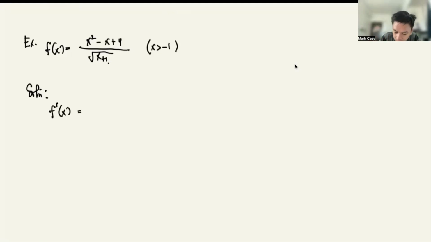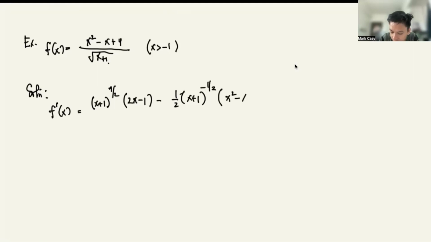So copy (x plus 1) to the negative 1 half, times the derivative of the top, which is 2x minus 1, minus 1 half, the derivative of the bottom, (x plus 1) to the negative 1 half, times, just copy the top, x squared minus x plus 4. All over the square of the bottom, which is x plus 1.